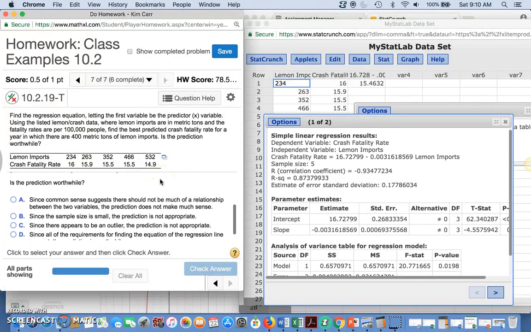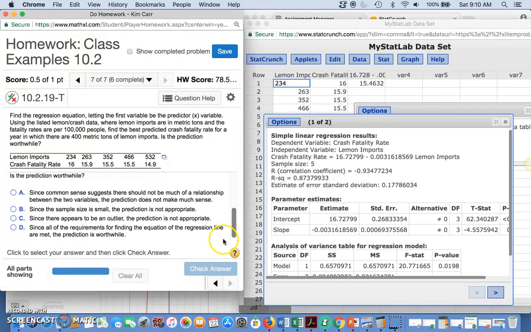Okay, it says, is the prediction worthwhile? Since common sense suggests that there is not much of a relationship between the two variables, the prediction doesn't make much sense. Since the sample size is small, the prediction is not appropriate. Since there appears to be an outlier, the prediction is not appropriate. Since all the requirements for finding the equation of the regression line are met, the prediction is worthwhile.